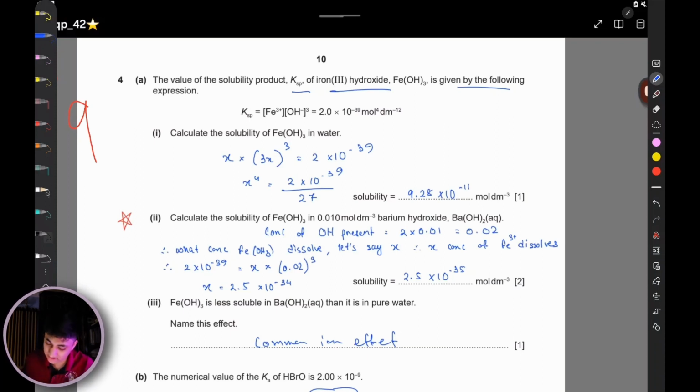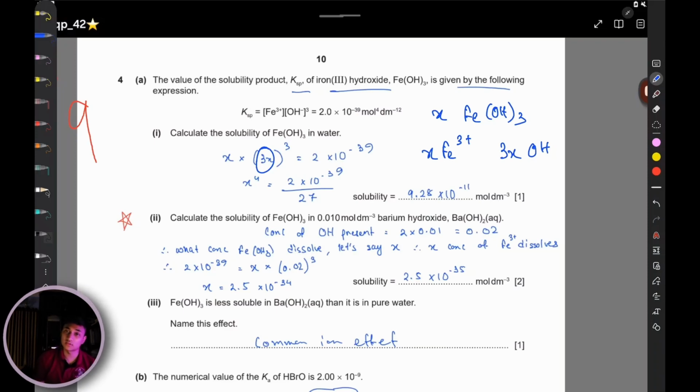So consider X to be the moles of Fe(OH)3. So with respect to X moles of Fe(OH)3, you're going to have X moles of Fe3+ ions, and you're going to have 3x moles of OH- ions, right? You do 3 times X, that is going to be 3x. So you have X moles of Fe3+ and 3x moles of OH-. Take that into account.